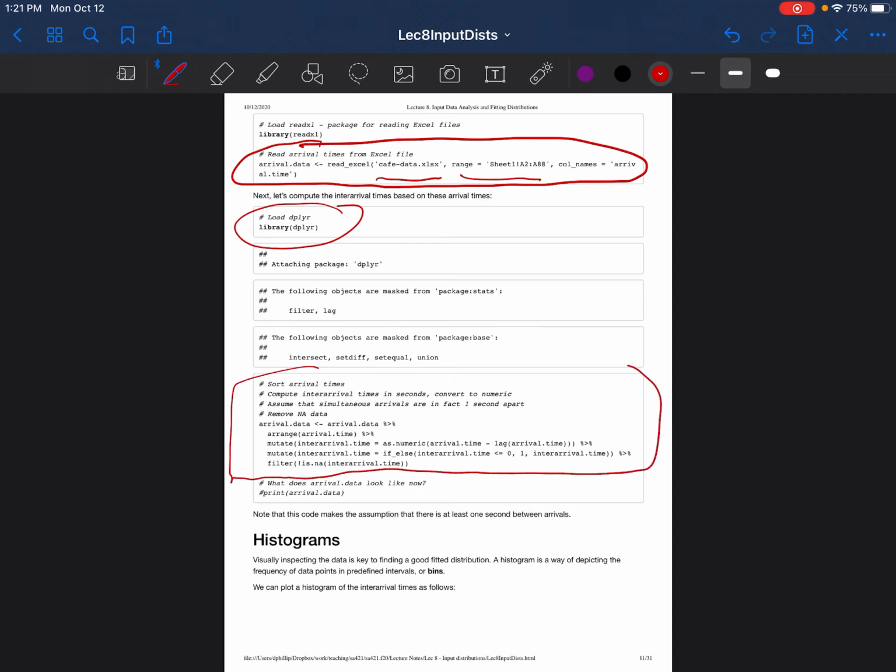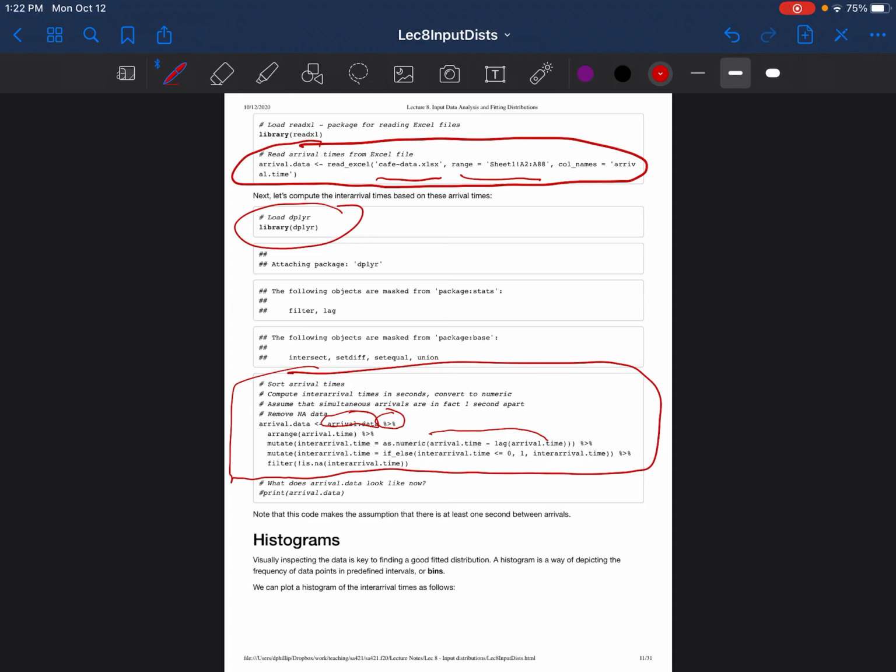We use this kind of complicated command here where basically we're going to replace the data we have. The source for it is arrival data, so it's the source itself. We use this connector, % greater than %, that connects different commands. We're going to arrange the times and we're going to mutate them, so that we compute the inter-arrival time. The inter-arrival time is arrival.time minus the lag of the arrival.time, which is the consecutive time before it.